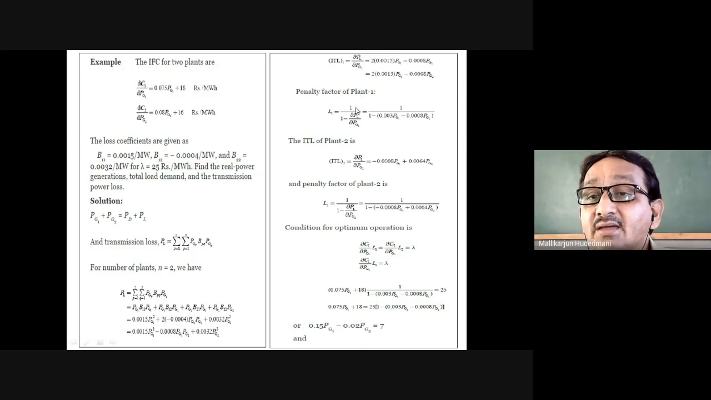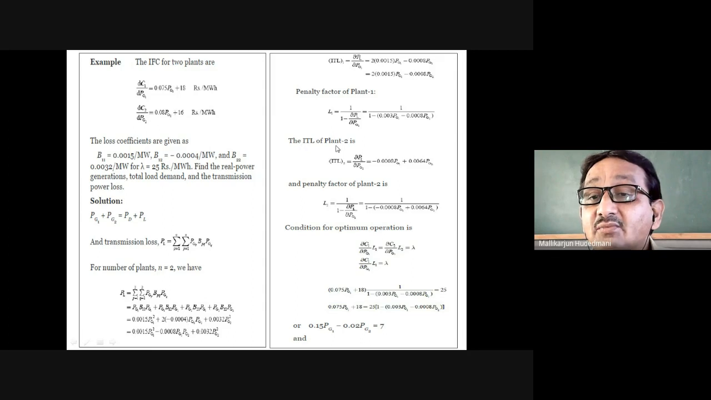1 divided by 1 minus ITL, the incremental transmission line loss, whatever you have evaluated or computed. You have to write it: 1 by 1 minus bracket this whole term. You wrote it. This is penalty factor number 1 for plant 1.